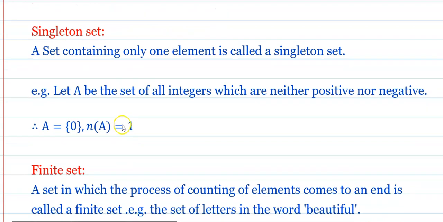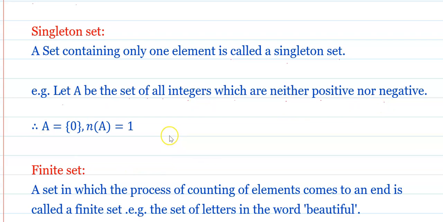नेक्स्ट सिंगलटन सेट म्हणजे असे सेट की ज्यामध्ये फक्त एकच एलिमेंट असतो. A set containing only one element is called a singleton set. फॉर एक्झाम्पल, let capital A be the set of all integers which are neither positive nor negative. Okay, then what type of the elements? Integer.